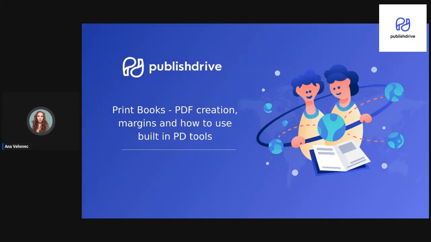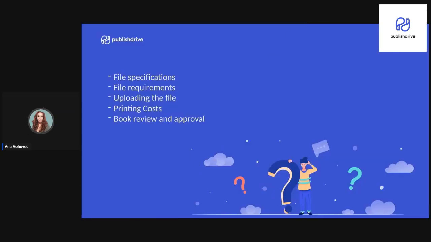And we are going to continue to discuss topics that come up most often in the questions we receive from our clients. Print on demand is a topic that prompts a lot of questions from our clients. The questions are typically about uploads, about requirements, about available options, pricing, and similar. So we are going to be looking at those: the specifications and requirements for the file, the process of uploading it, the printing costs, which is the very starting point, and obviously the book review and approval.